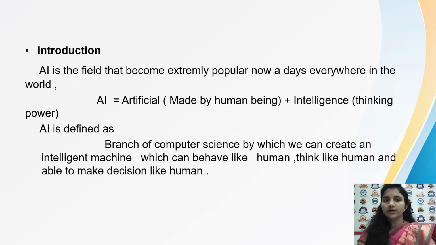Next, first is the introduction about artificial intelligence. Now, AI is the field that has become extremely popular nowadays everywhere in the world. AI means artificial and intelligence, the combination of two words. First is artificial, that is made by human beings, and another is intelligence, that is thinking power. AI is defined as the branch of computer science by which we can create an intelligent machine which can behave like human, think like human, and is able to make decisions like human.